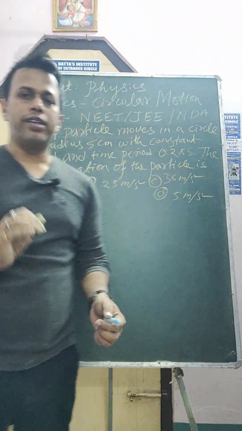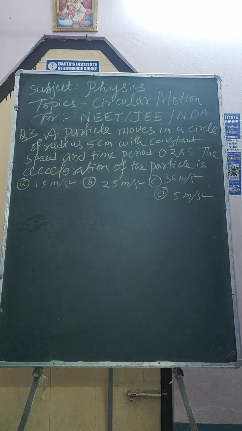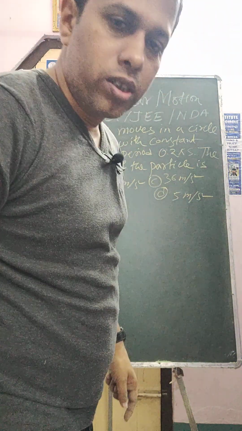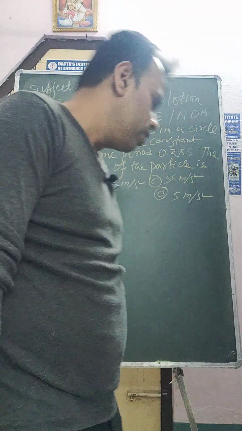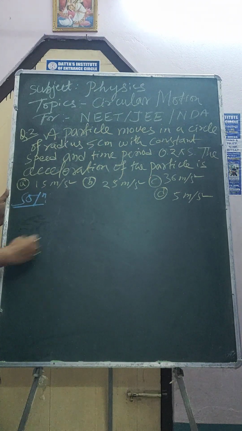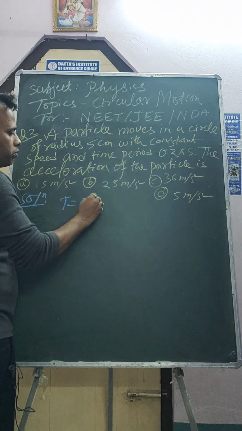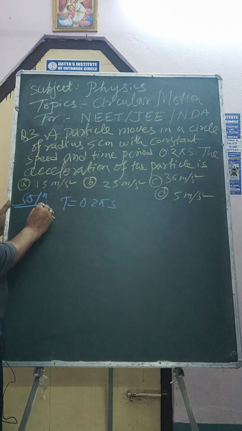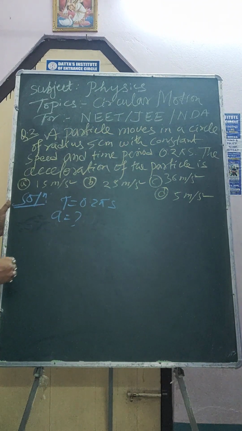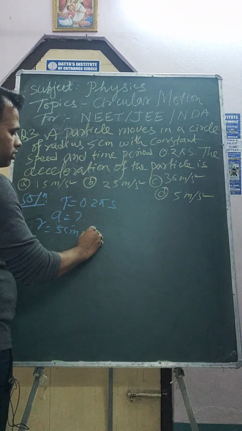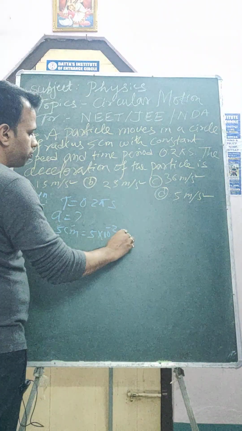So students, our next question, question number 2, is like that. A particle moves in a circle of radius 5 cm with a constant speed and time period 0.2 pi second. The acceleration of the particle is what we have to find out. Radius is 5 centimeter, so 5 centimeter is equal to 5 into 10 to the minus 2 meter.